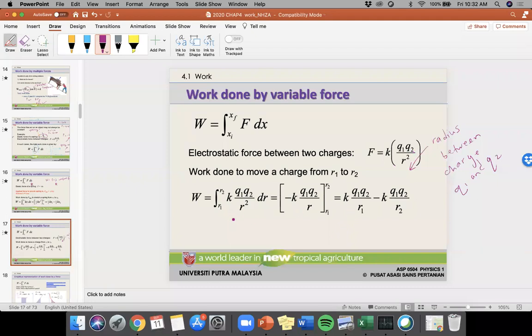Okay, so when you integrate this, this becomes a negative, right? Because this guy becomes 1. But actually, it's r to the minus 1. So that is how you get this minus. So this is your final equation after you integrate it. And then put in the values. For example, R1 is 5, R2 is 10. So just plug in the values, you will get your work done.